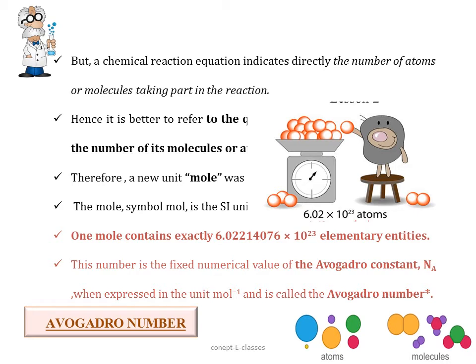So a mole is equal to 6.023 into 10 raised to 23 elementary entities. It can either be ions or atoms or molecules, and it is also called the Avogadro number or Avogadro's constant.